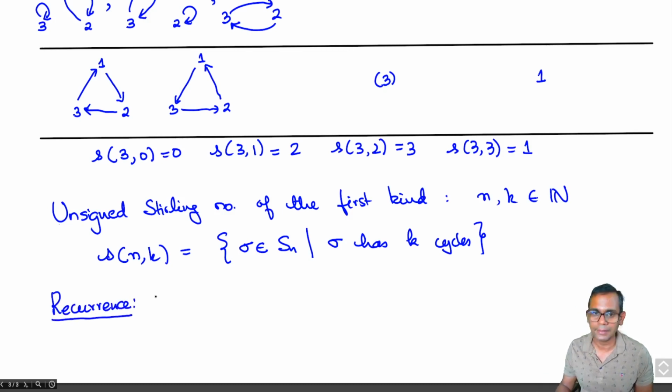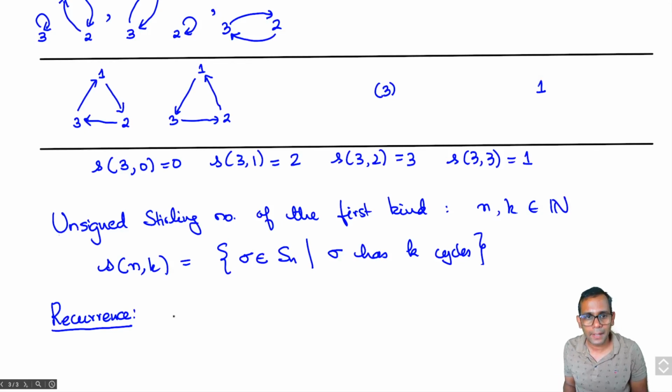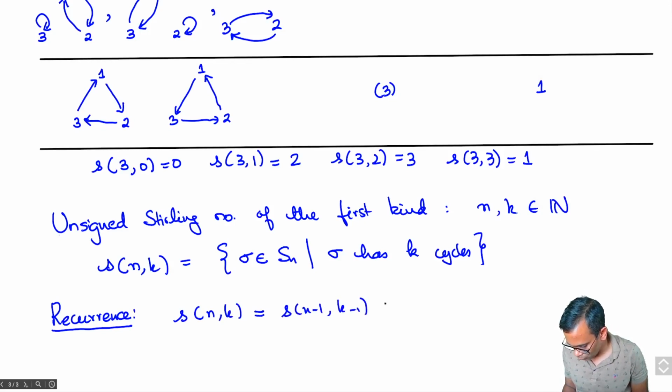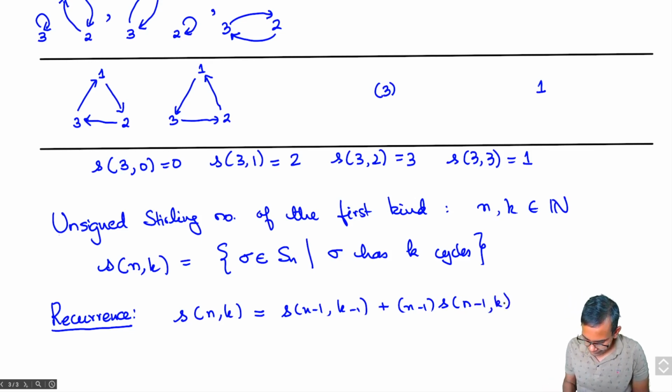For the unsigned Stirling numbers of the first kind, I claim that s nk is equal to s n minus 1, k minus 1 plus n minus 1 times s n minus 1, k. And how does this recurrence work? Well, this is certainly true for all n greater than or equal to 1 and all k greater than or equal to 0. Here, if k is less than 0, you need to interpret s nk as 0. Then this would work even for k equal to 0. And how does this work?